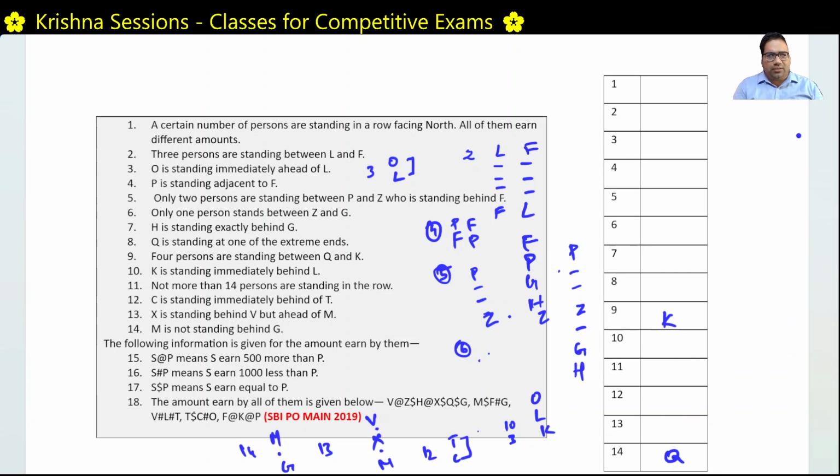Eighth will become L as per condition number 3 and 10. L and O, we have already derived, right? O, L, K are together. Right. Now, P double space Z. Where can P sit here?